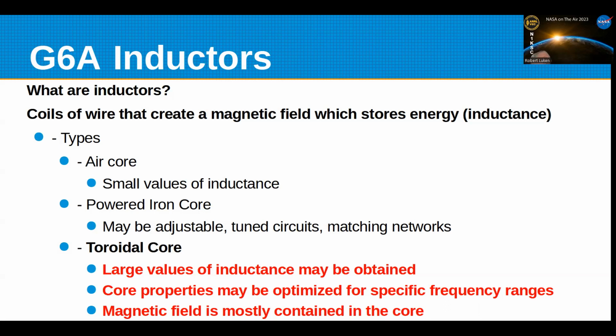Today, we mostly use toroidal cores made out of ferrite material because you can get a large value of inductance, depending on the material itself and how many windings you put on it.